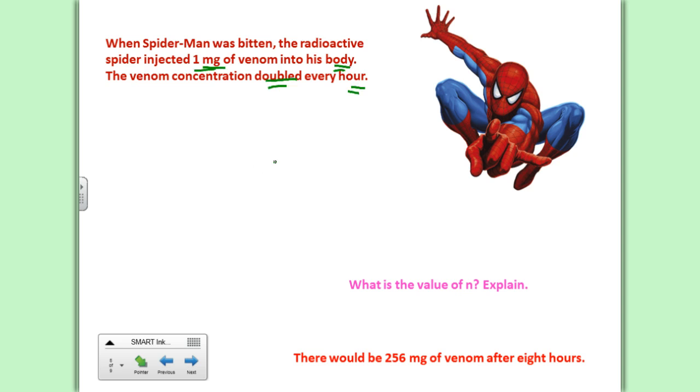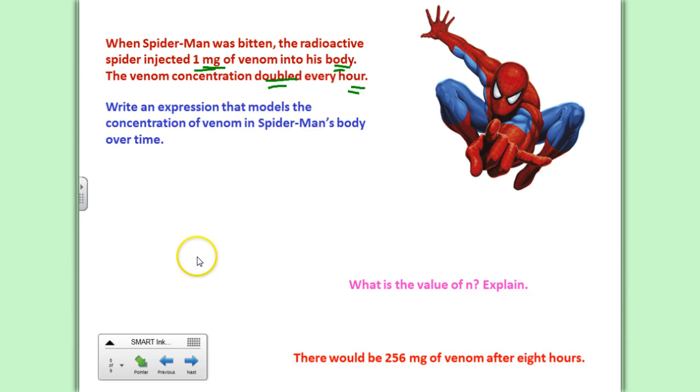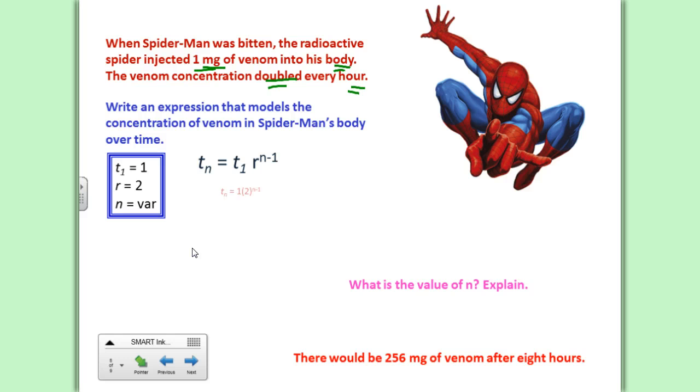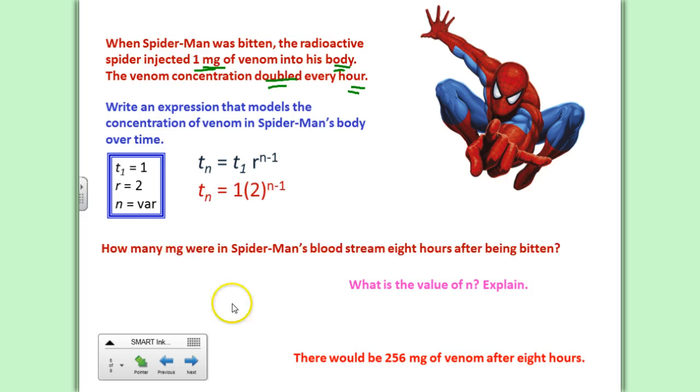Now, when we start doing practical questions, you have to be aware of what term you're looking for and not just blindly use the formulas. So in this case, write an expression that models the concentration of venom in a spider's body over time. So if we use the TN formula, we clearly know that term 1 was 1 milligram. The common ratio was 2, and as n goes by in time, it's a variable.